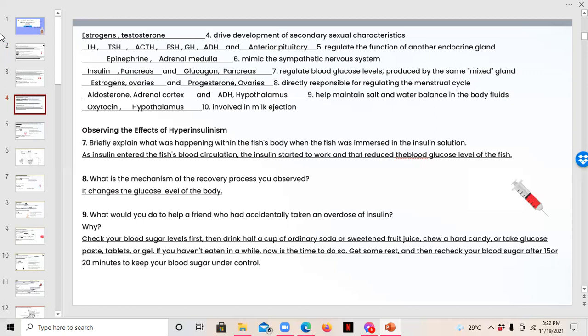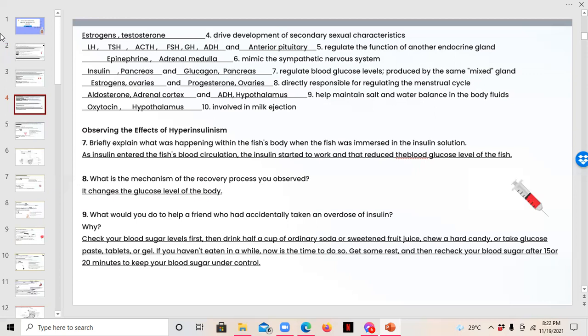Number eight, what is the mechanism of the recovery process you observe? The answer is it changes the glucose level of the body. Number nine, what would you do to help a friend who had accidentally taken an overdose of insulin and why?